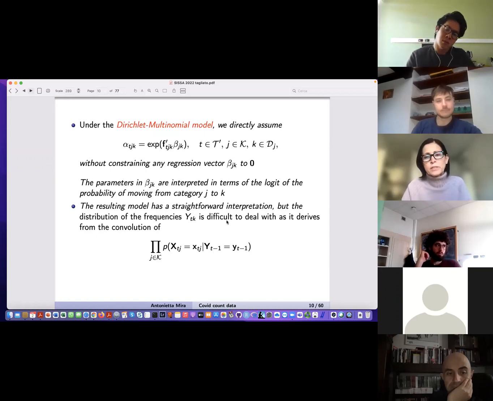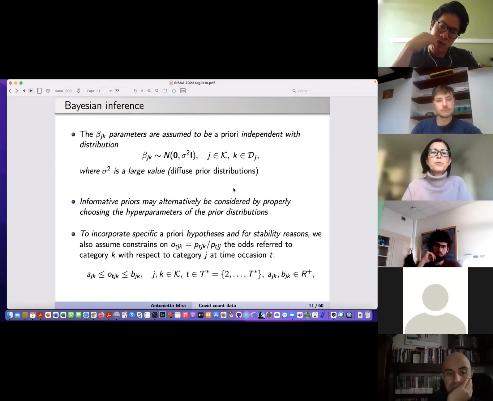Now, the resulting model is fairly straightforward in terms of interpretation, but fairly difficult to deal with because the distribution of the frequencies is obtained as a convolution of these product functions. So how do we estimate this model? Well, we take a Bayesian approach. We put some prior on the betas, and I'm going to show you results with diffuse priors, but we can also use informative priors. And moreover, we are going to put also some a priori constraints on the odds.